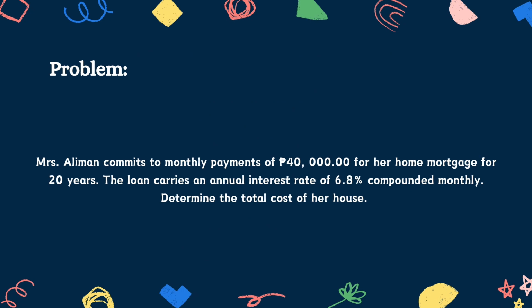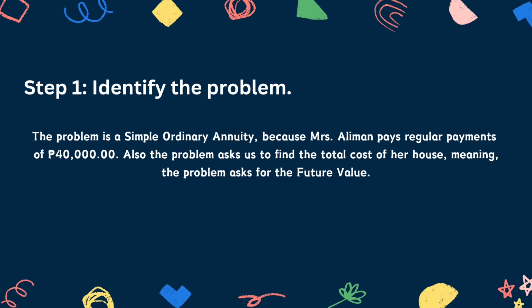Problem. Mrs. Saliman commits to monthly payments of 40,000 pesos for her home mortgage for 20 years. The loan carries an annual interest rate of 6.8% compounded monthly. Determine the total cost of her house. To solve the problem, we will follow some rules and steps. Step 1. Identify the problem.